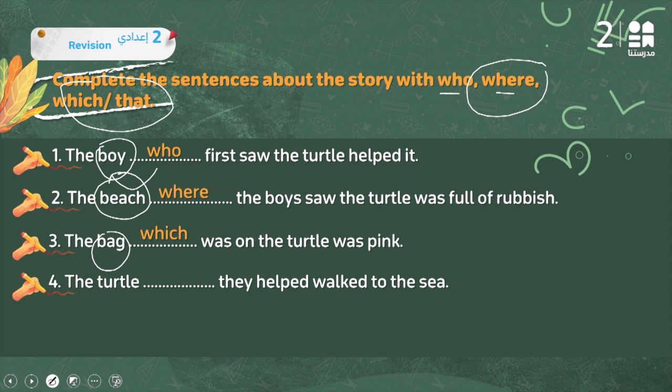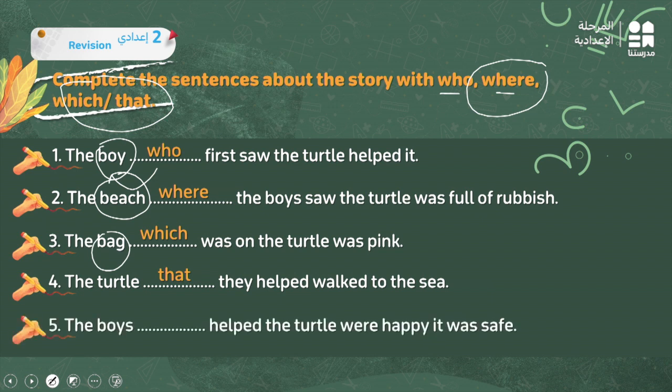The turtle, space, they helped walk to the sea. So which one is the suitable one here? Yes, that. The turtle that or the turtle which. Both are correct. And for the last one, the boys, space, helped the turtle were happy it was safe. Of course, because I have boys here, which is the suitable one? Definitely, it's who. So that was a quick recap on the usage of the relative pronouns, how we use who, where, which, and that.